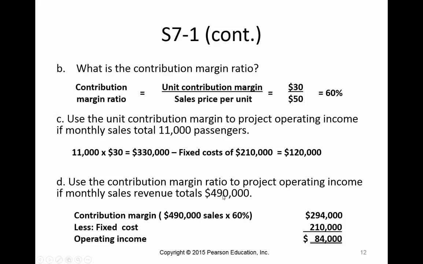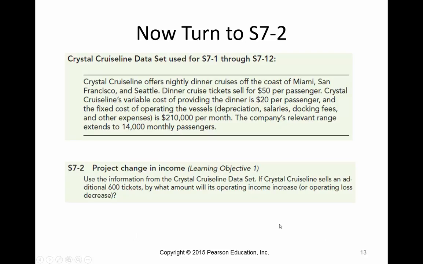And then finally, if we know our total revenues are $490,000, we can calculate our contribution margin by simply using the contribution margin ratio that we calculated in B above. Again, subtract our fixed costs and we get our operating income. Okay, so that covers the first problem that I wanted to review with you.